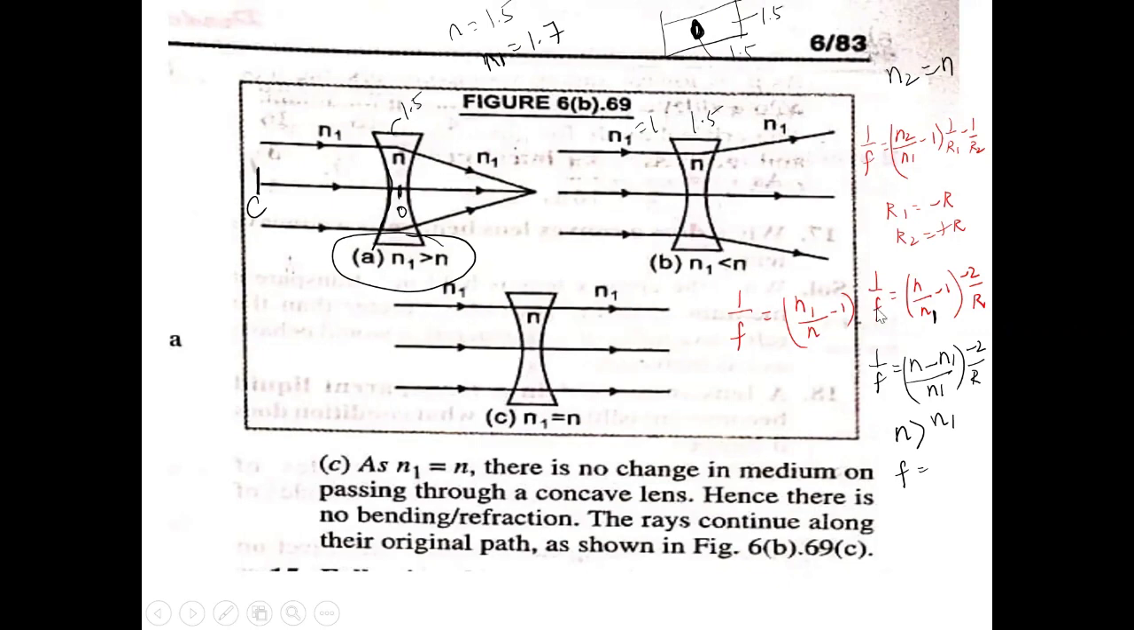So here, when n is equal to n1, n minus n1 goes to 0, so 1 by f becomes 0. So f is equal to infinity, and it acts like a plain glass plate. So no refraction will take place. When the refractive index of the lens becomes equal to that of the medium, no refraction will occur. This we have done for the convex lens. In the same way we can also try it for the concave lens.